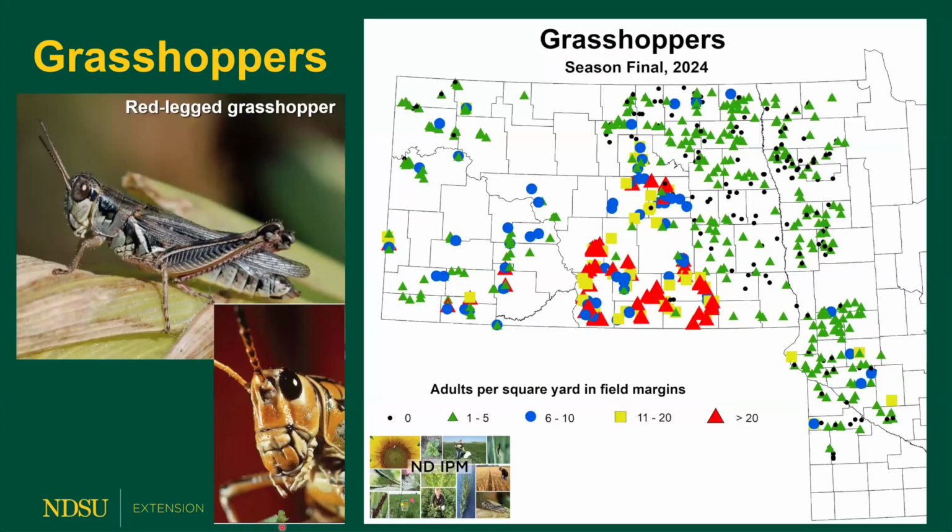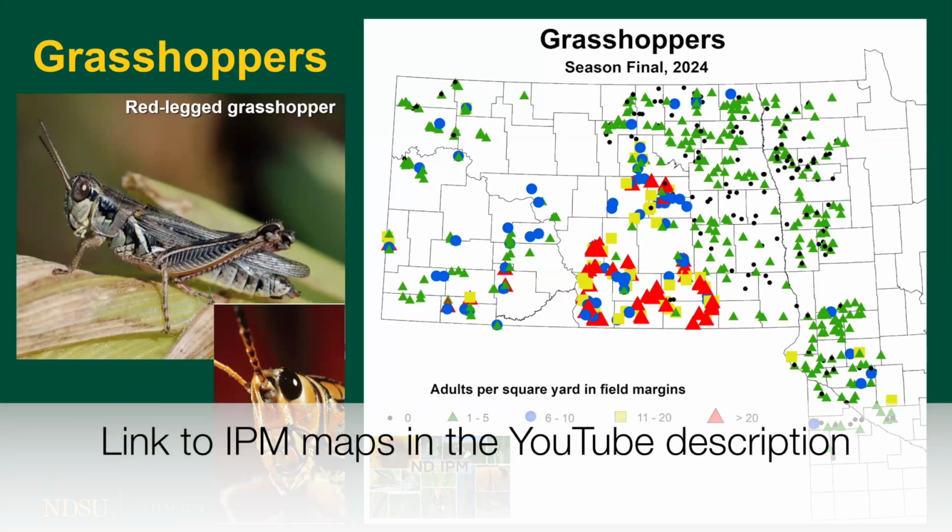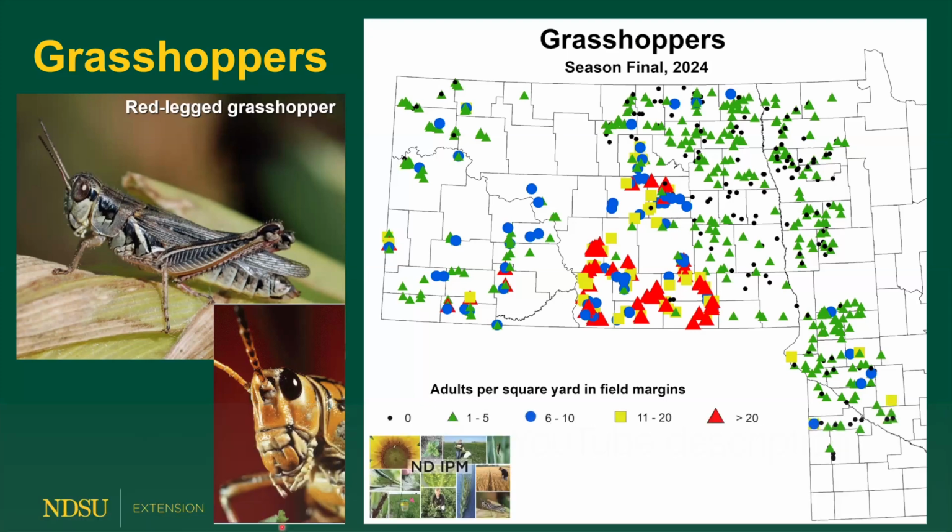Grasshoppers, something we've been seeing quite a bit of when we were in the drought here. Hopefully we're coming out of it, but it's part of the state that's still in a severe drought. So you can see through the IPM crop survey program that we had quite a few grasshoppers in the central part and more western part of the state. There weren't as many in the eastern part of the state.